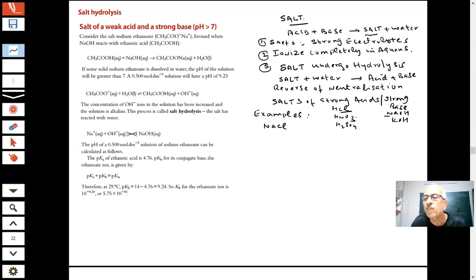Similarly, if HNO3 reacts with NaOH, what are you getting? NaNO3. If H2SO4 reacts with KOH, what type of salts are you getting? These are some of the examples of salts which are produced from strong acid and strong base. Yes or no? Okay? Right? Got it? Correct? Did I write correct or wrong? Tell me.